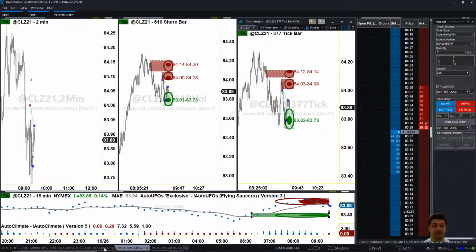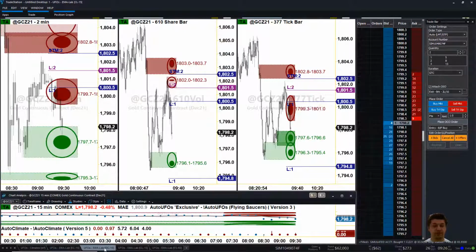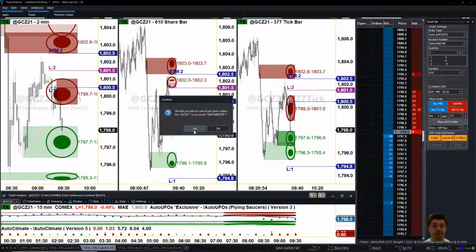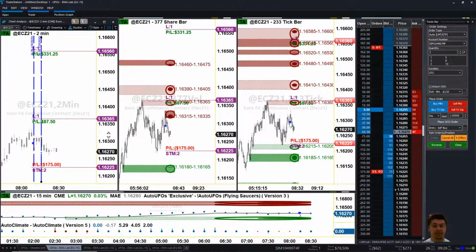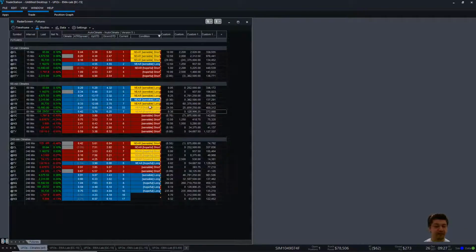All right, crude oil, not much. Gold, man, what a miss. I'll go ahead and cancel this trade. It's no longer valid. This has already played out quite nicely. That's okay. Euro, still kind of dead in the water. Let's see if we got something else to open up here.